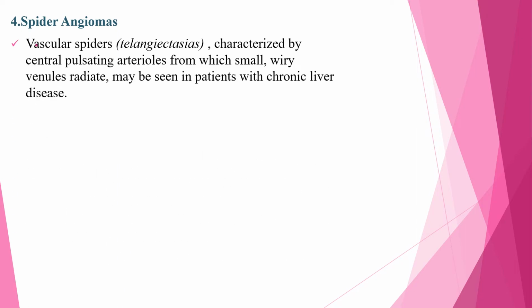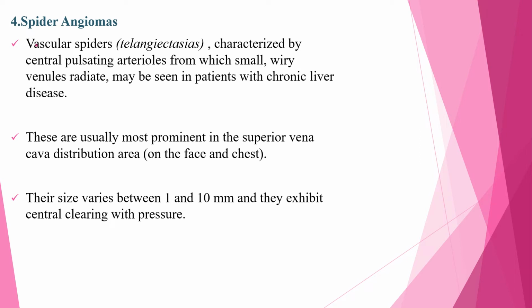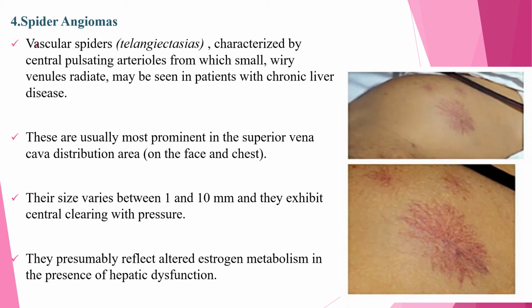The other peripheral stigmata of liver disease is spider angiomas. Vascular spiders or telangiectasias, which are characterized by central pulsating arterioles from which small, wiry venules radiate, may be seen in patients with chronic liver disease. These are usually most prominent in the superior vena cava distribution area, for example on the face and the chest, and their size varies between 1 to 10 mm and they exhibit central clearing with pressure. This presumably reflects altered estrogen metabolism in the presence of hepatic dysfunction. So this is an image of spider angioma.